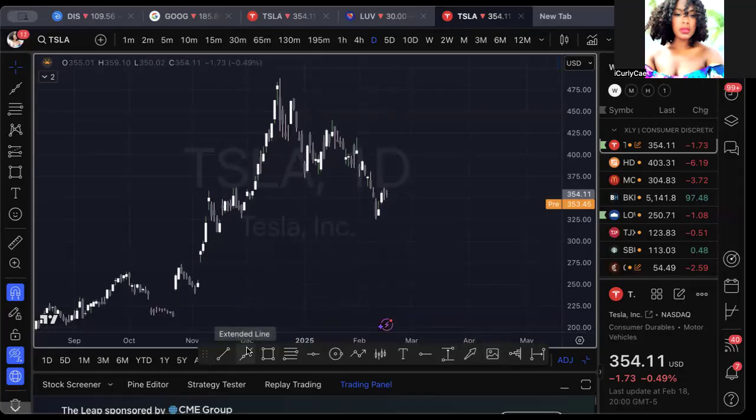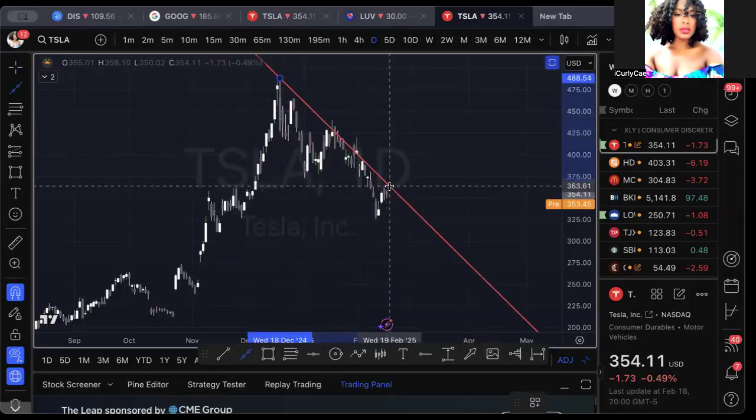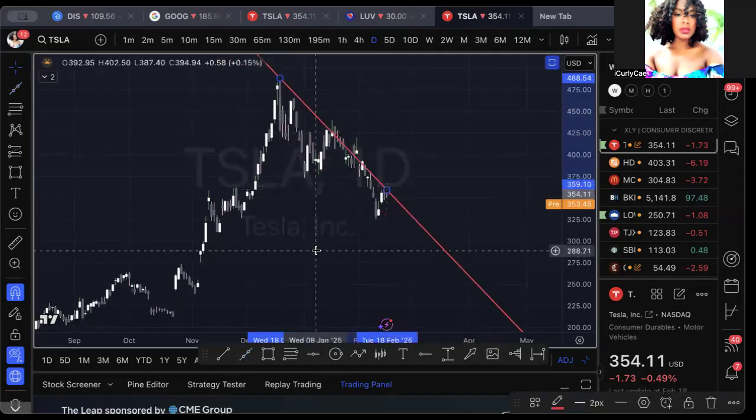It is February 19th, and we are going to go ahead and get right into the free trade idea of the day. It is going to be on Tesla. So, first things first, what I do see here is that Tesla has been in a downtrend for the past few weeks. Now, we are at that particular trend line, and of course, we know that this is a make or break area.